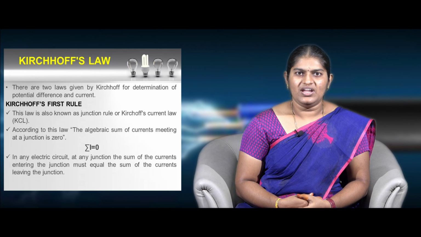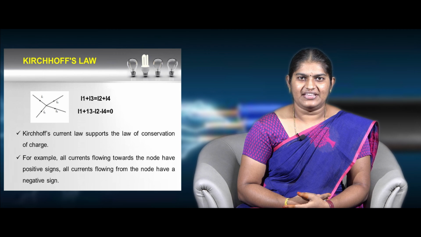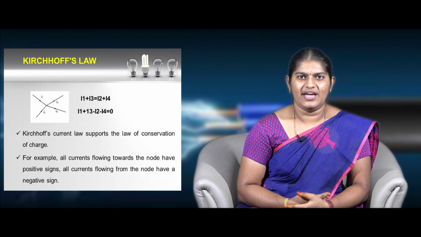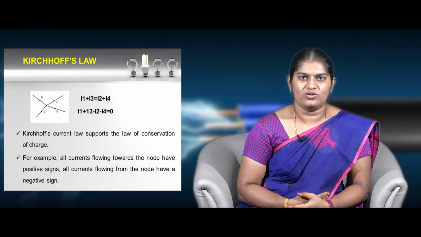In an electrical circuit, at any junction, the sum of currents entering a junction must be equal to the sum of currents leaving a junction. Let us consider a diagram with four currents I1, I2, I3 and I4 meeting at a node point N. The equation can be written as I1 plus I3 is equal to I2 plus I4. I1 plus I3 minus I2 minus I4 is equal to 0. Kirchhoff's current law is based on the law of conservation of charge. In any electrical circuit, the current flowing towards a node is positive, and the current flowing away from the node has a negative sign.